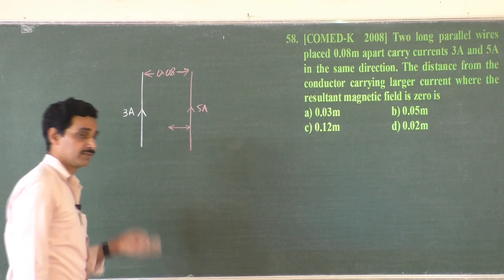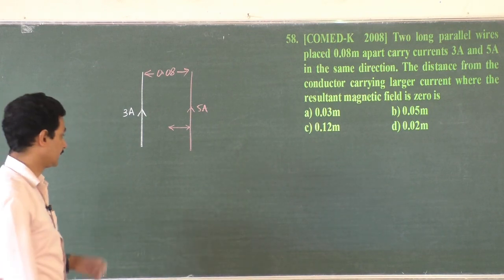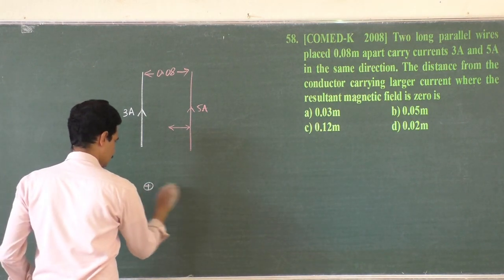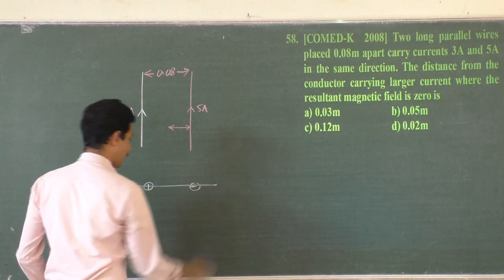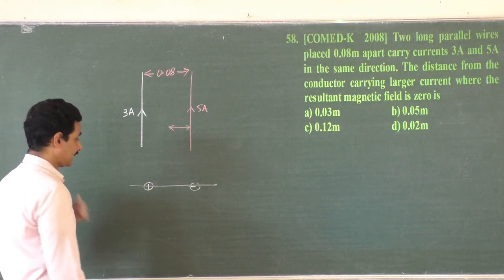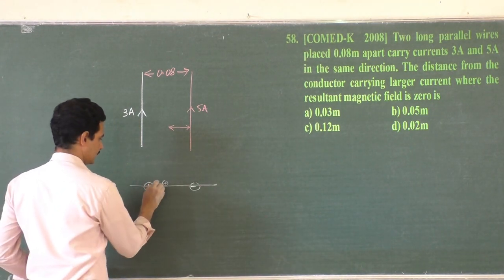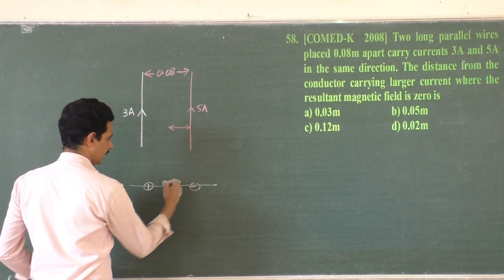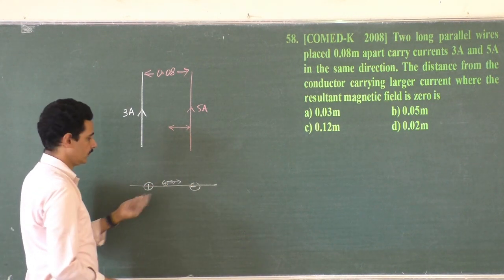Now where will be the resultant magnetic field 0? First of all, you have to take it very carefully. Suppose you have two charges separated by a certain distance. Where will be the electric field 0? Take a test charge, keep it here. This will repel and this will attract. No, field will not be 0.